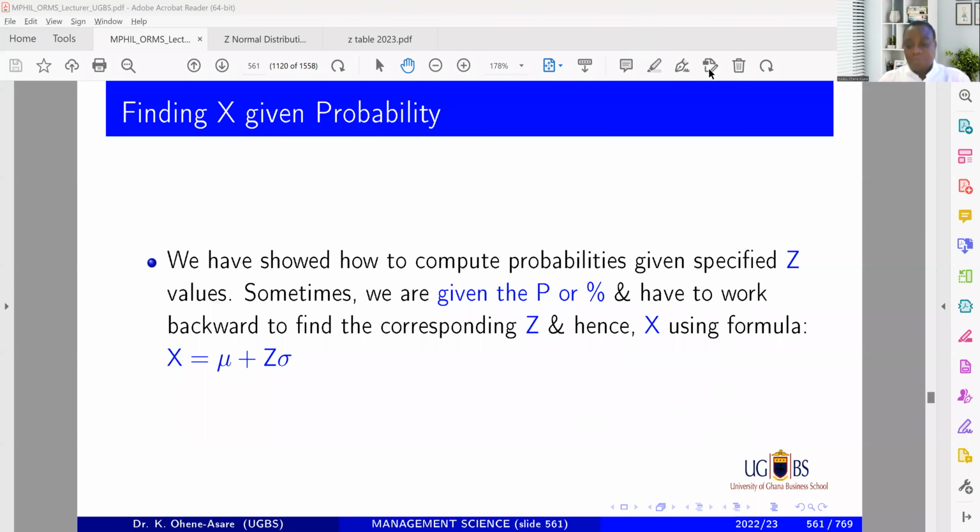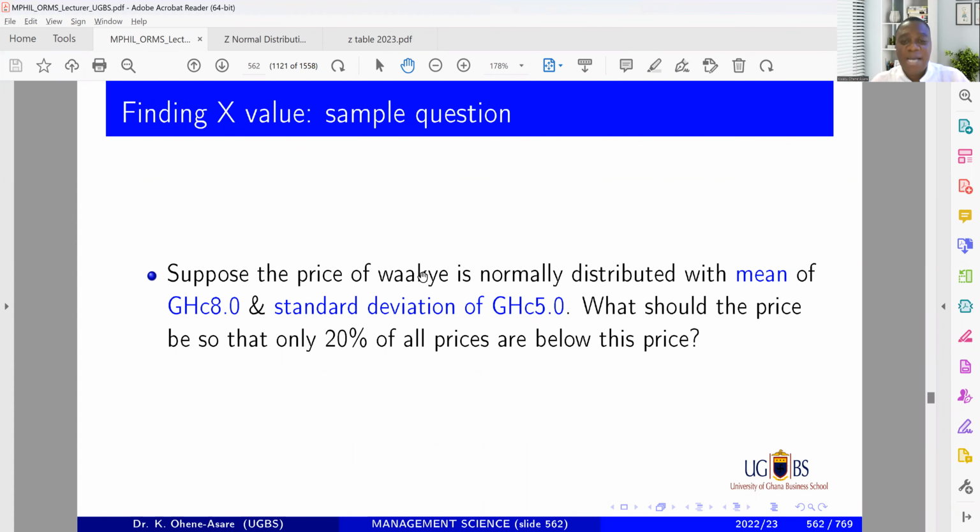Let's take an example. In this example, you are told that suppose the price of waakye is normally distributed with a mean of 8 cedis and a standard deviation of 5 cedis. That's the first thing you want to draw. You want to draw showing the mean and then the standard deviation below it.